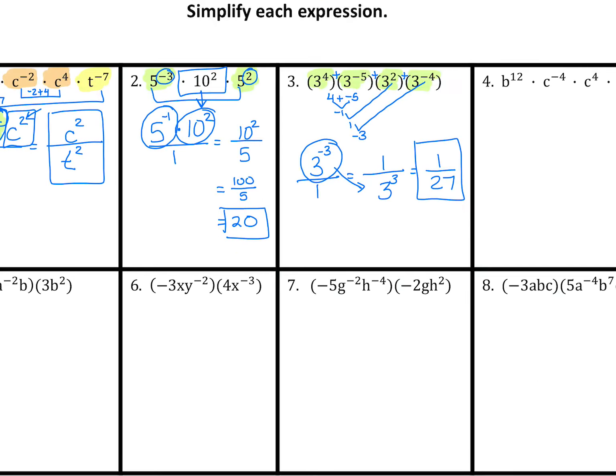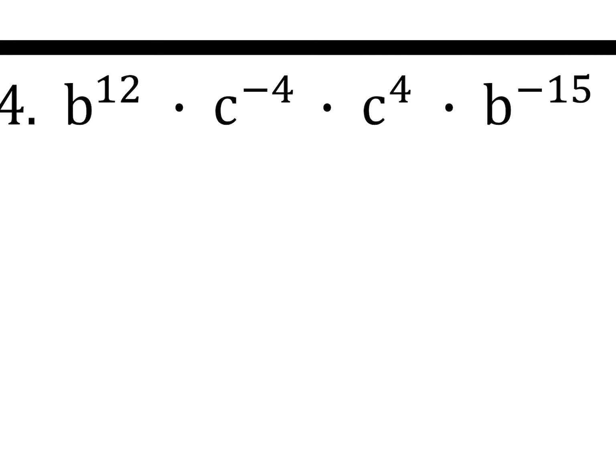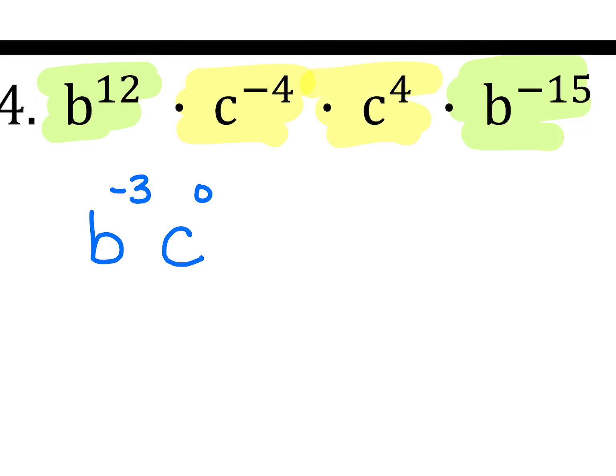Let's take a look at number 4. Again, identifying like bases, b to the 12th times b to the negative 15th gives us b to the negative 3rd, because we kept the base and added our exponents. C to the negative 4th times c to the 4th gives us c to the 0. As you recall, anything to the 0 power is 1. So we could rewrite this as b to the negative 3rd times 1, which is really just b to the negative 3rd.